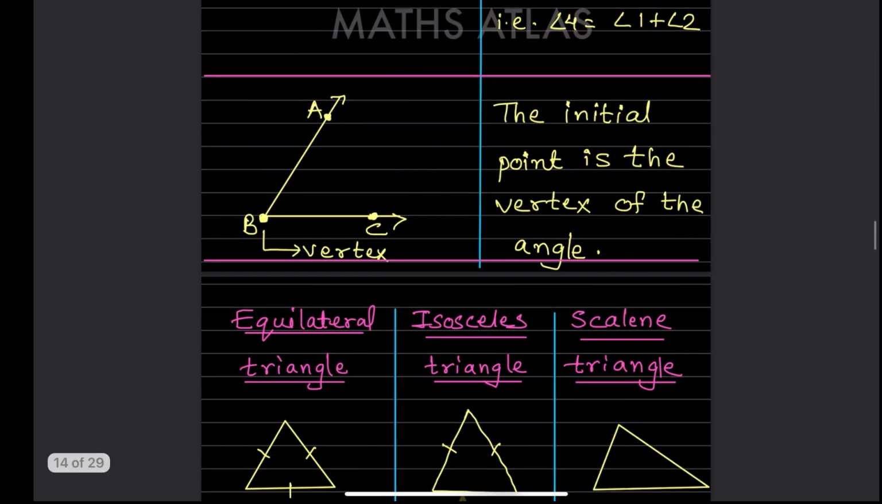So now here, if this is the angle, this point, the meeting of these two lines, is called the vertex of it. So we can say the initial point is the vertex of the angle.